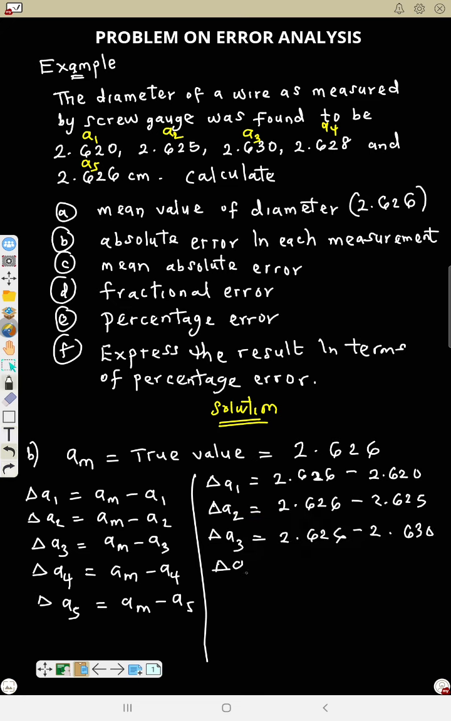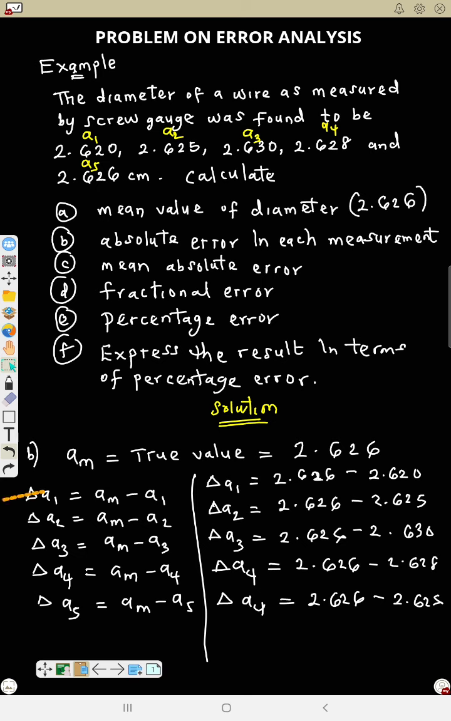Then delta A4, the absolute error in the fourth measurement, is 2.626 minus 2.628. Then delta A5 is 2.626 minus 2.626. So now the absolute errors, let's press the calculator for all these values.